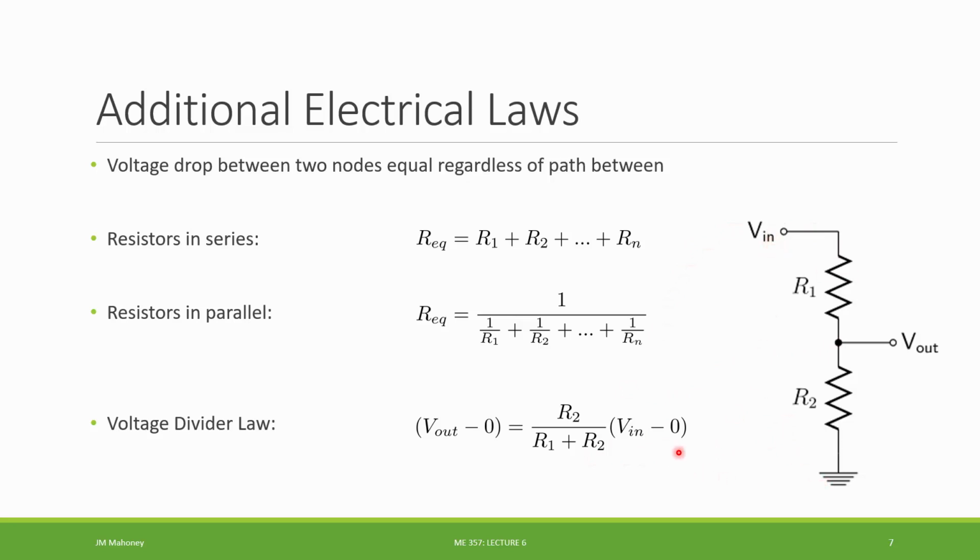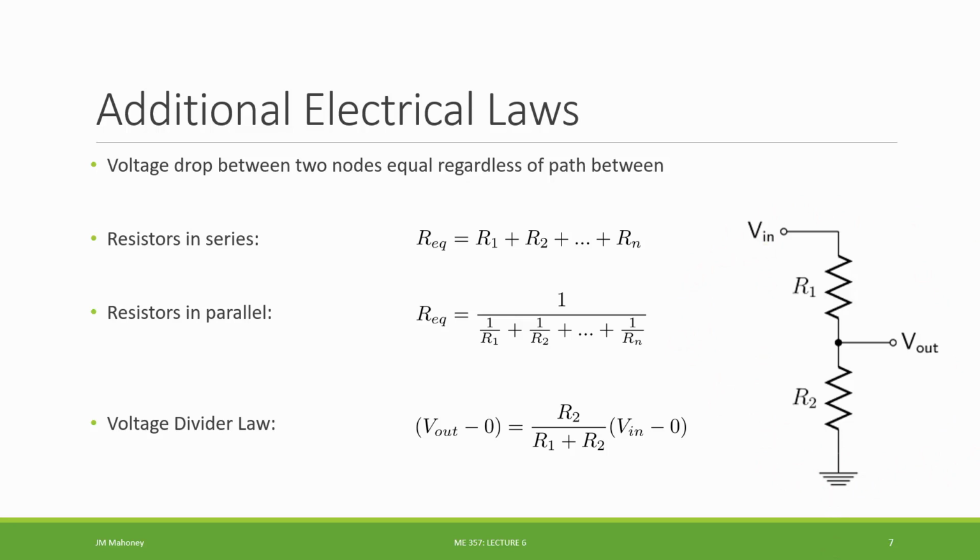And that piece of the voltage between V out and the ground is going to have the ratio of the resistance between here and the ground versus the entire resistance from the input to the ground. So that's how we deal with these different LRC elements in the system.